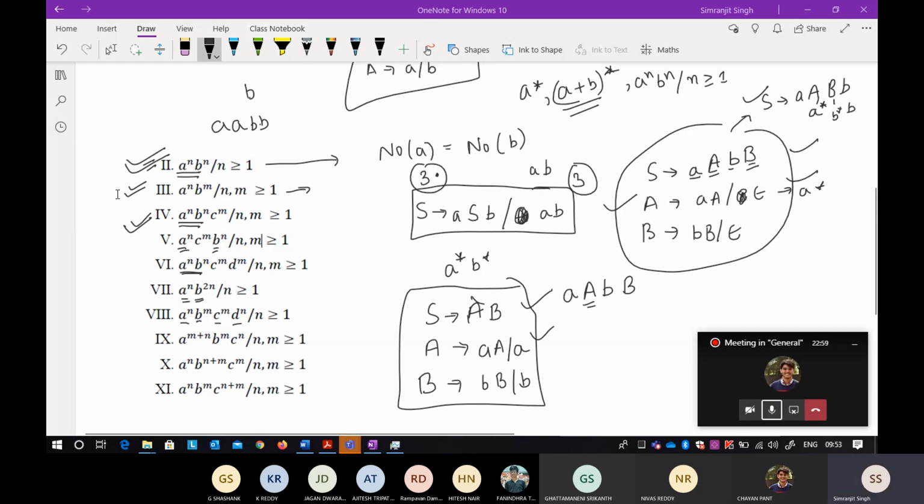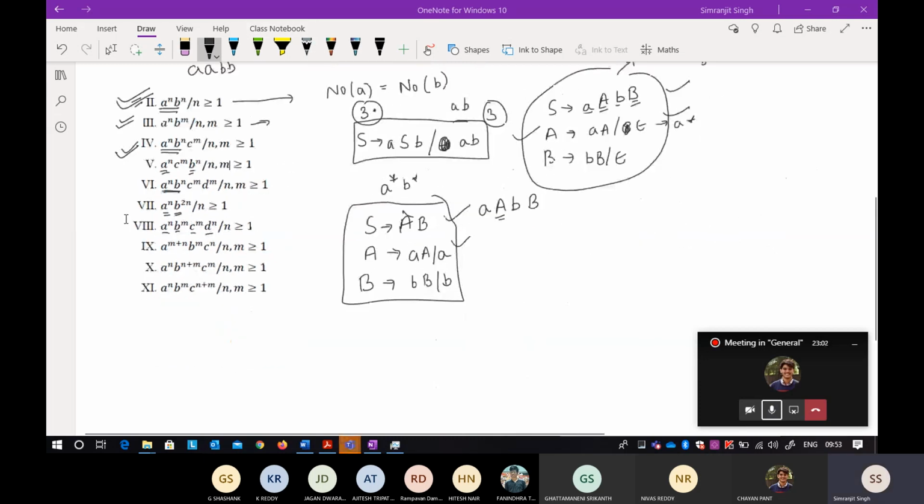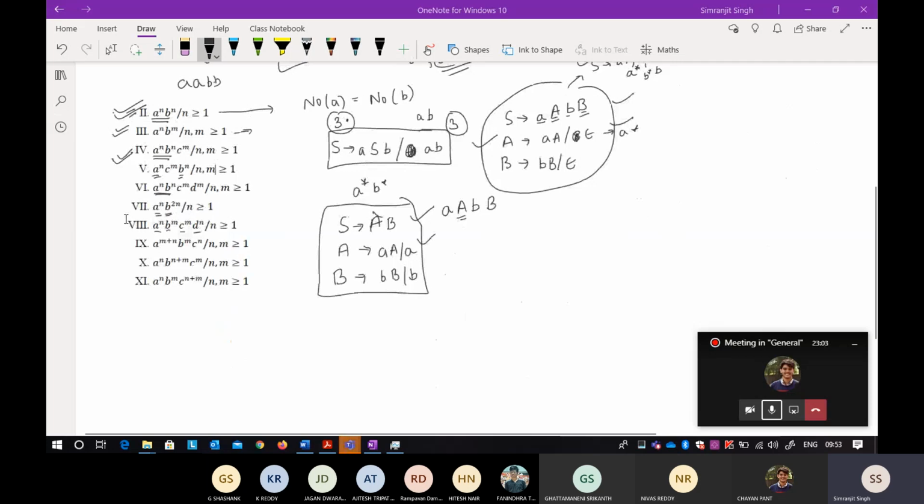I think someone has given the answer. Just let me wait for a minute. I think Jagan and Fanindra have given the answer. It is given at 53. I think, yeah, absolutely correct. Fanindra has preferred two variables.